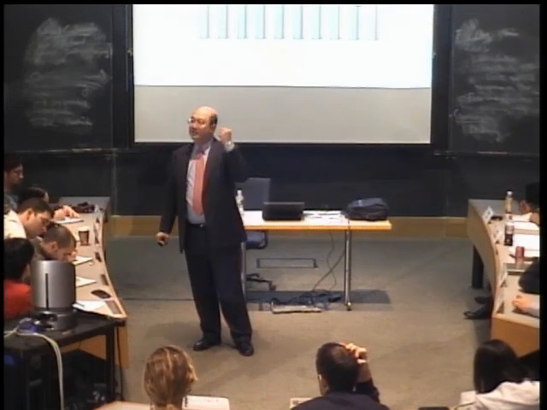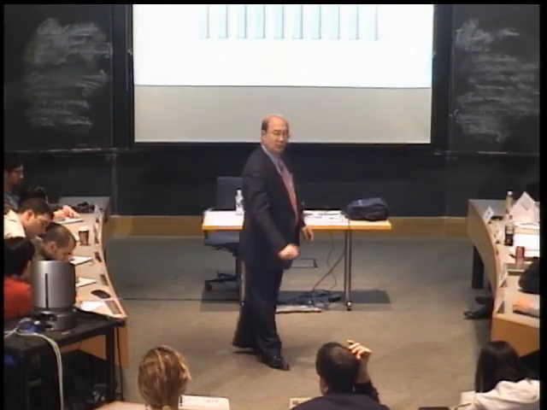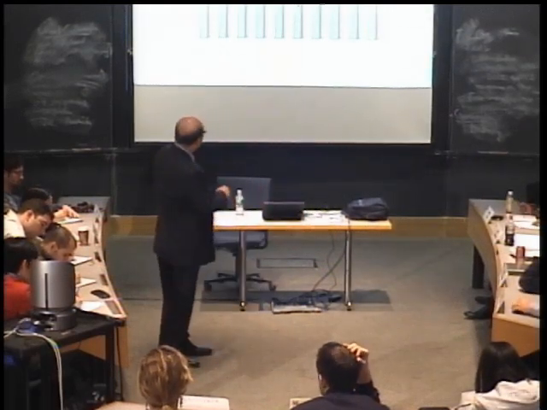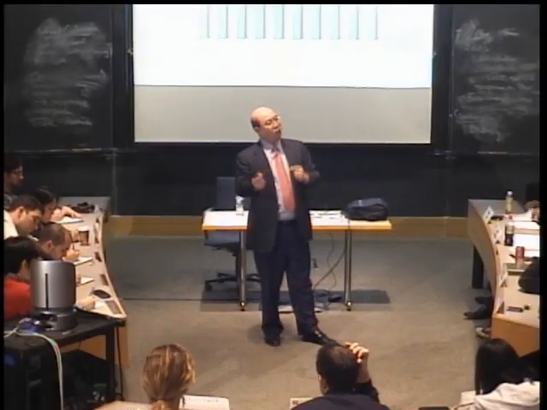If you use volatility as a way of sorting stocks, then look at the expected rate of return. There is no systematic relationship between volatility and return. The higher the volatility, you don't get necessarily the higher the return. So in other words, volatility is not the right measure of the risk-reward trade-off.